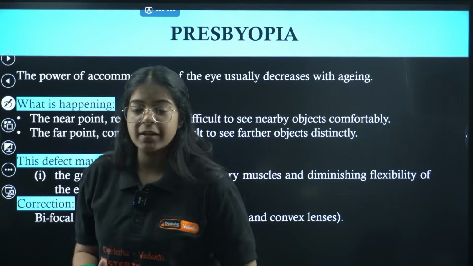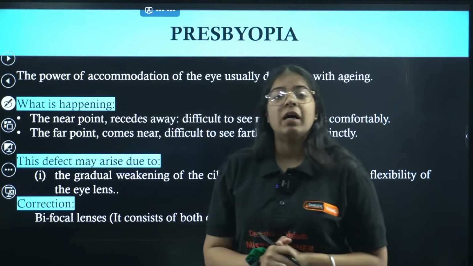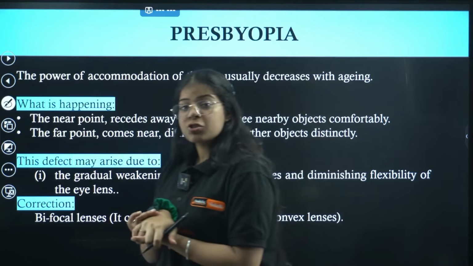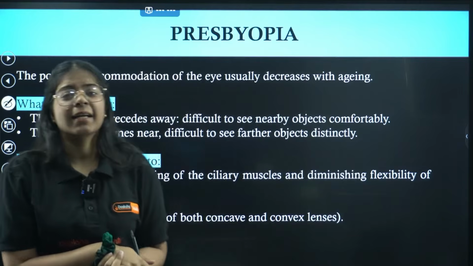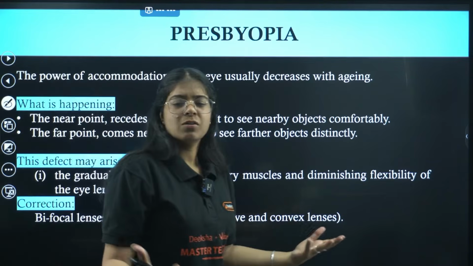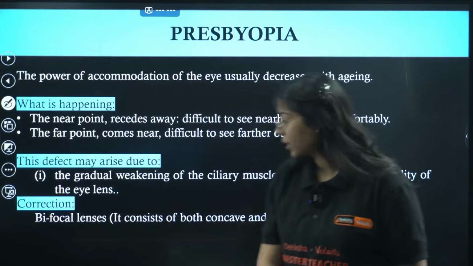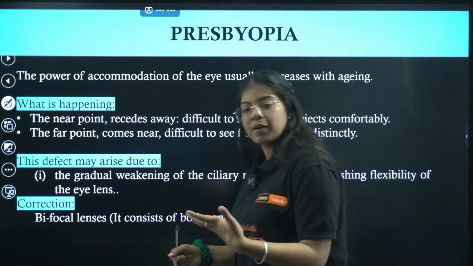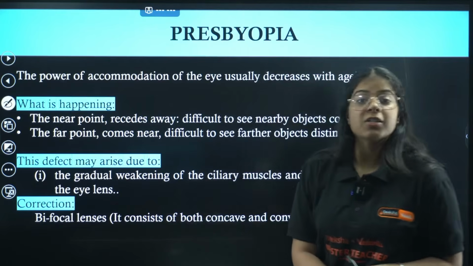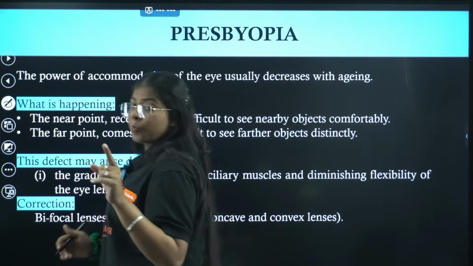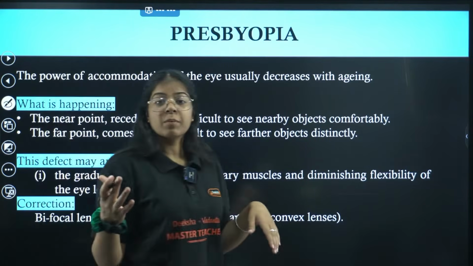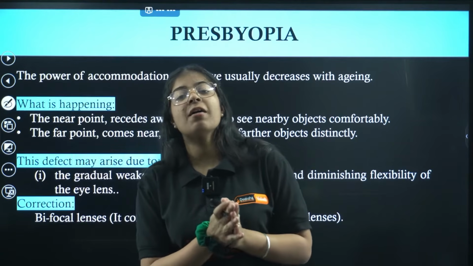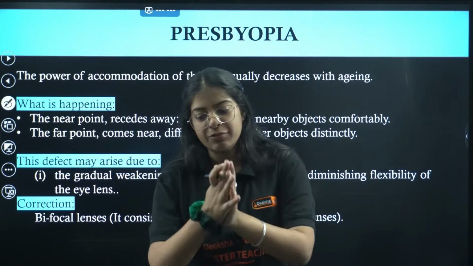Correct? So, our power of accommodation, that is the ability of the lens to change its shape and size, decreases with age because our ciliary muscles get weak, with gradual weakening of ciliary muscles and diminishing flexibility of our eye lens. For correction, for myopia we use a concave lens, for hypermetropia we use a convex lens, and for presbyopia we use a lens called a bifocal lens.